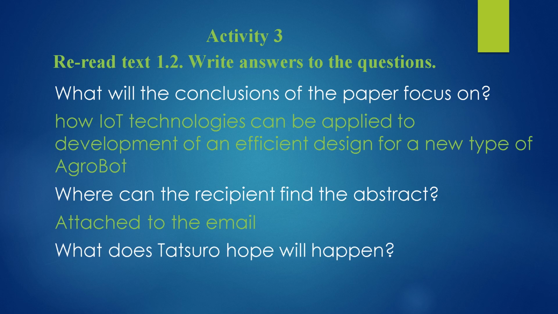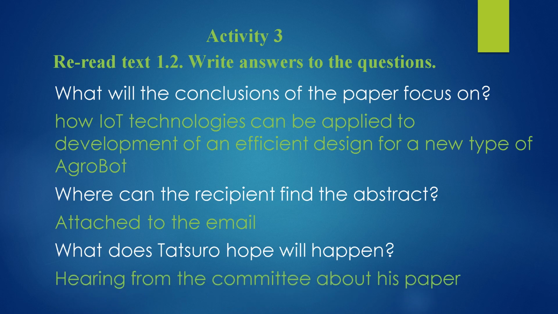One final question. What does Tatsuro hope will happen? Now this is important. You have to indicate what you would like to have done as a result of this email. What does Tatsuro hope will happen? The answer is the committee will communicate with him about the paper submission.